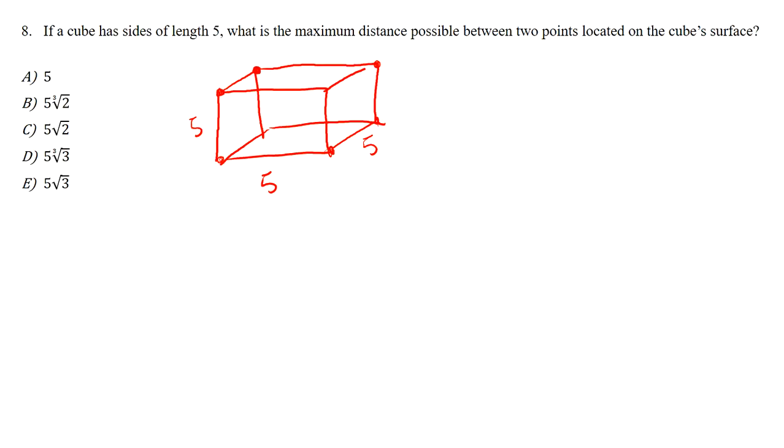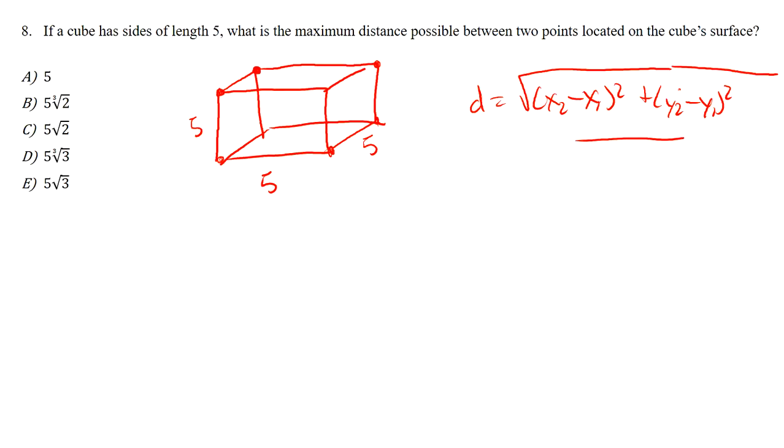So there are multiple ways to solve this, but I think the easiest is to use our distance formula. So d is equal to the square root of x2 minus x1 squared plus y2 minus y1 squared. And for this case, we're going to add a third dimension, z2 minus z1 squared. Okay, so what the heck am I talking about? How am I going to solve this?